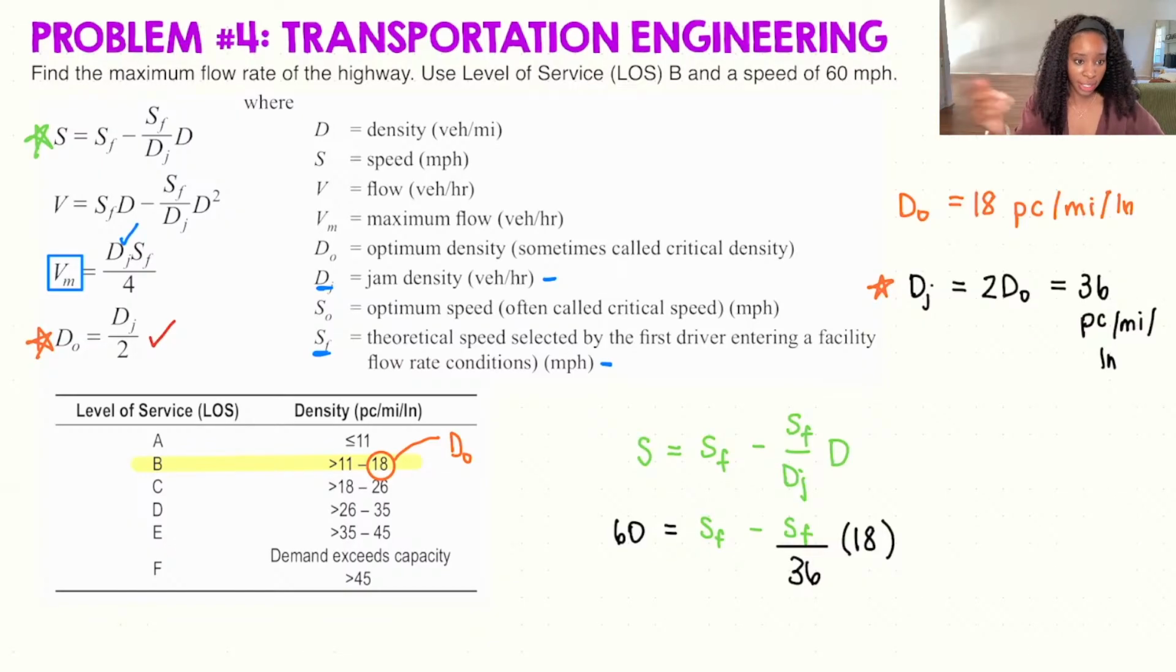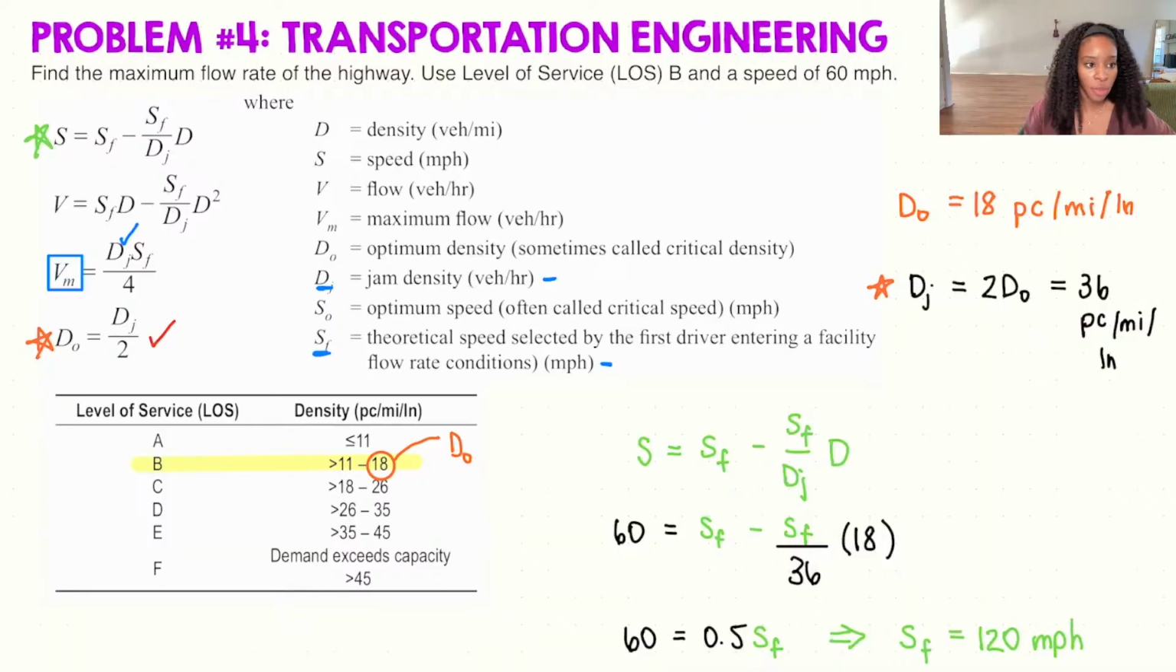So now we're just going to solve for SF. If you do solve for SF, you should get 60 equals 0.5 SF, which means SF equals, 18 divided by 36, yep. So 60 divided by 0.5 should get 120. SF equals 120 miles per hour.